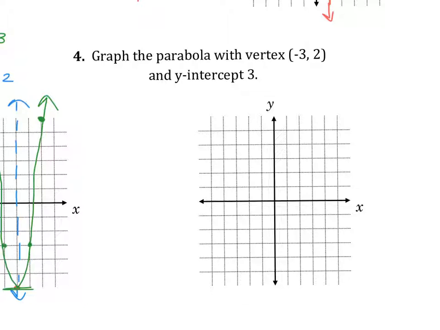All right, last one. This one is simpler. On a quadratic, the domain will always be all real numbers. Okay, this one: graph a parabola with a vertex of negative 3, 2, and a y-intercept of 3. So your vertex is negative 3, 2. So where's your axis of symmetry? Axis of symmetry. Right there.